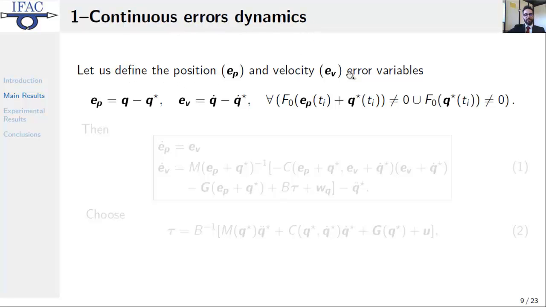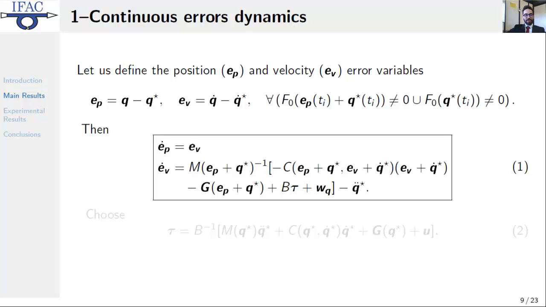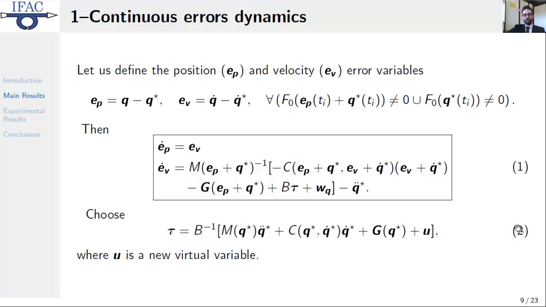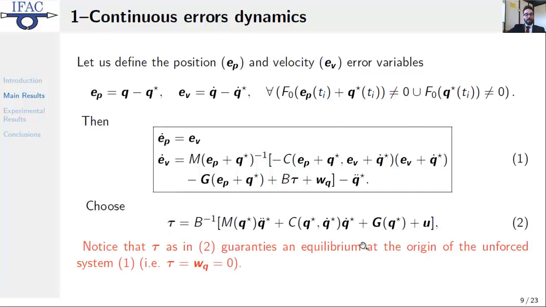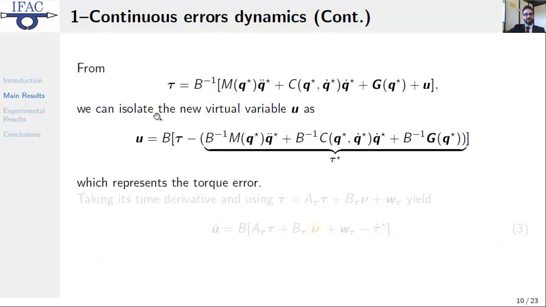In this case, we define the position and velocity error variables, like we can see here. e_p is the position error variable, and e_v is the velocity error variable. Then the continuous dynamics, this means dynamics when the system is outside the unilateral constraint, is given in this form. Choose tau as in equation 2, where u is a new virtual variable. Notice that tau as in 2 warrants an equilibrium at the origin of the unforced system 1. This means when u and W_q are equal to 0. From tau, given by this equation, we can isolate the new virtual variable u as shown here. This new virtual variable u represents the torque error.